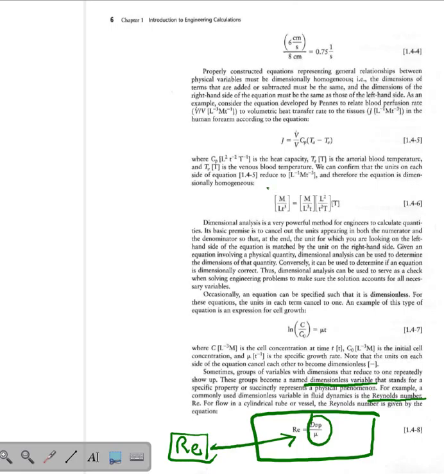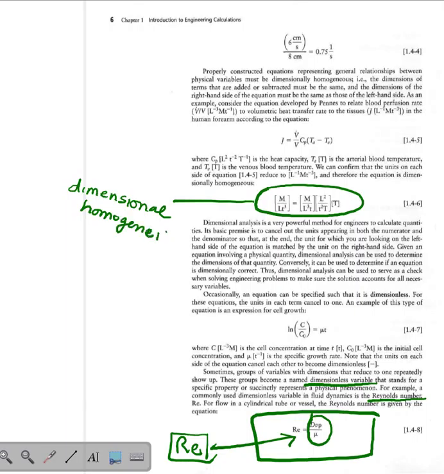And the concept is related to a concept called dimensional homogeneity, which means that the units on the left-hand side of the equal sign have to equal the units on the right-hand side. And you'll be surprised how often people don't remember that. So keep that in mind.